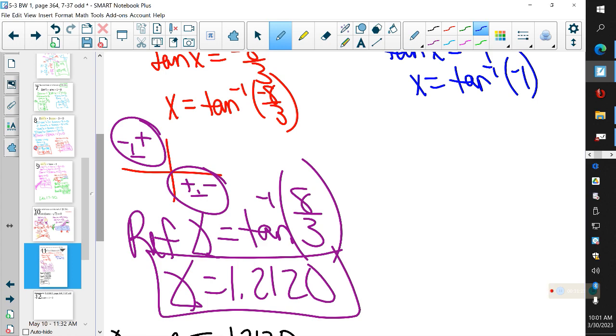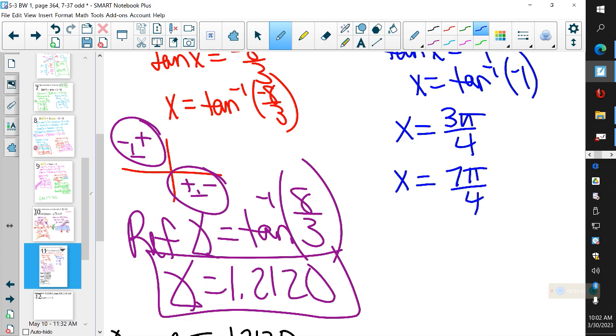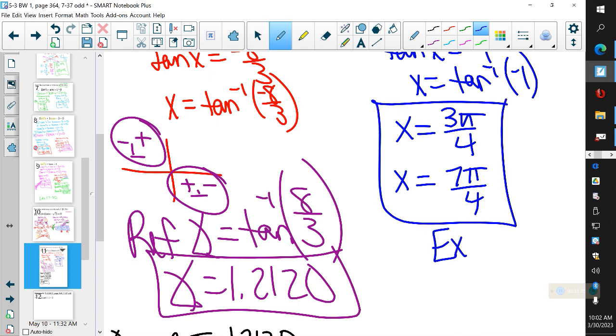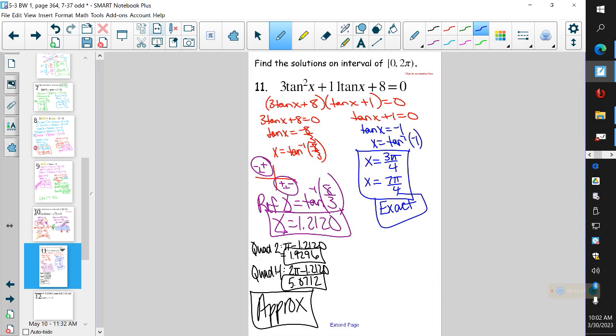We memorized our unit circle, so this is a 45-degree angle. What is my 45-degree angle in quadrant 2? That is going to be 3 pi over 4. What is my 45-degree angle in quadrant 4? That's going to be 7 pi over 4. So these are your exact angles that you memorized off the unit circle, and those are your approximate angles that you are getting off of your calculator using your reference angles that are also going to give you your 4 angles, your 4 answers, okay?